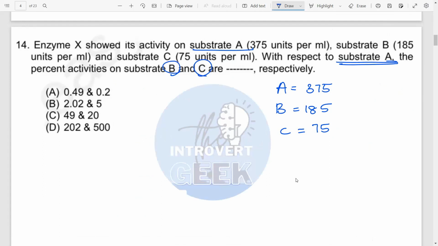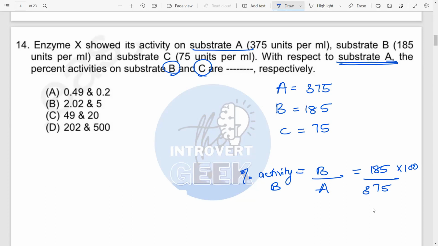So it's very simple. If you want to find anything with respect to a particular thing, you will write that in the denominator. So now if you want to find percent activity of B with respect to A, you will write B divided by A. So B activity is 185 divided by A, that is 375. And since you want a percentage, you multiply by 100. If you solve this, the answer will come out to be 49%.